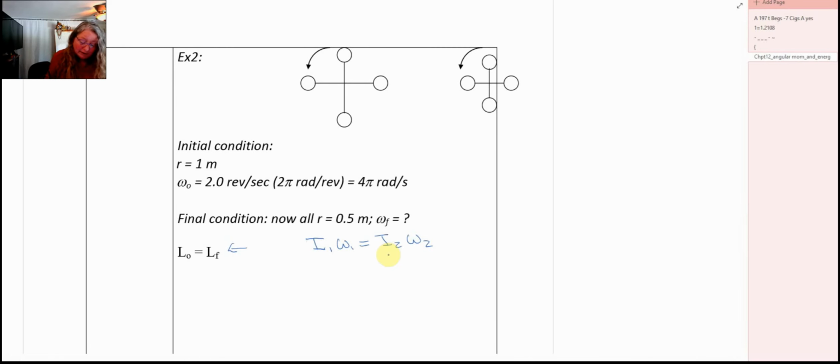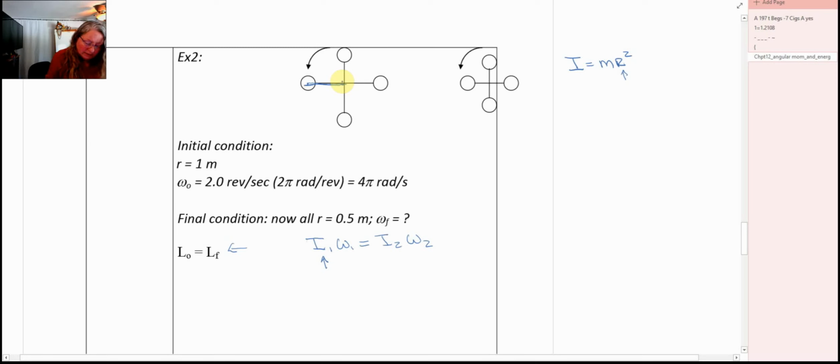Now, the trick here is deciding how to determine my inertia. And remember, just like the previous problem that we did, if I have multiple masses involved, then all I have to do is figure out the inertia of each. These are each identical balls, so they're going to be treated as point masses. I equals m r squared, where r here is going to be the distance from the center of mass to the axis of rotation. So our r initial is 1 meter, and our r final is going to be a half a meter.